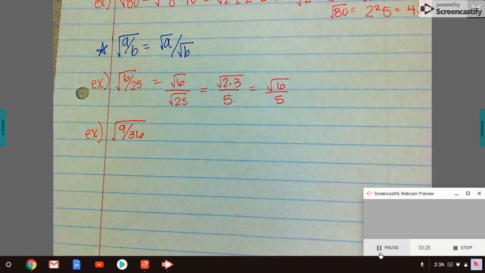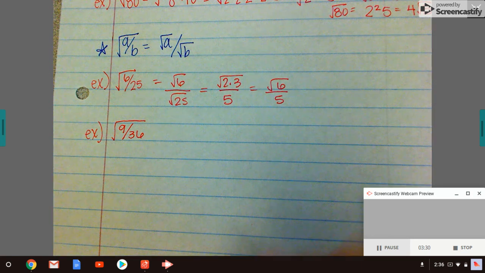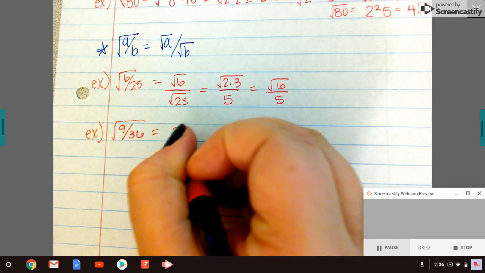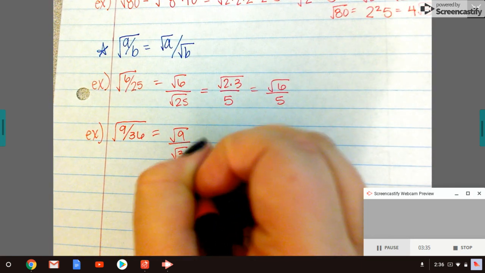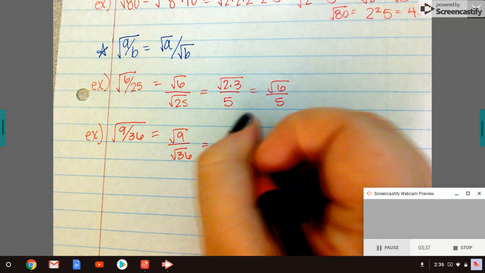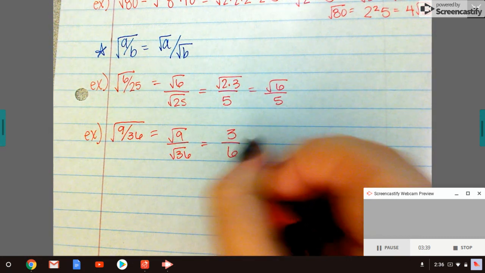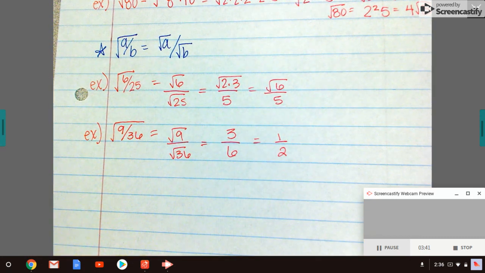Let's look at this next one, root 9 over 36. So distribute that in, root 9 over root 36. Root 9 is 3, root 36 is 6, so we've got 1/2 here.